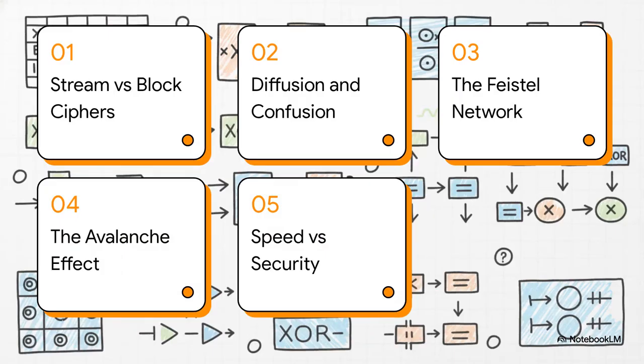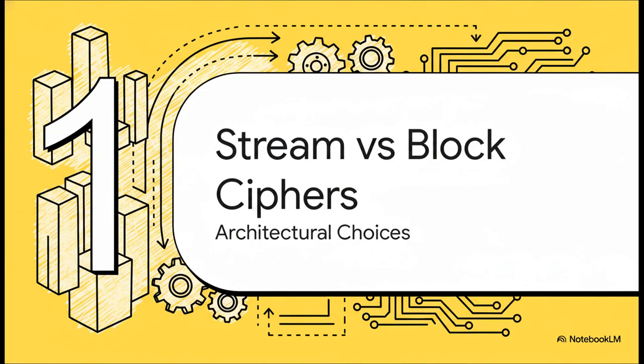We're covering stream versus block ciphers, diffusion and confusion explained, the Feistel network, the avalanche effect, and finally, balancing speed and security. Let's get right into it. Section 1. Stream versus block ciphers.